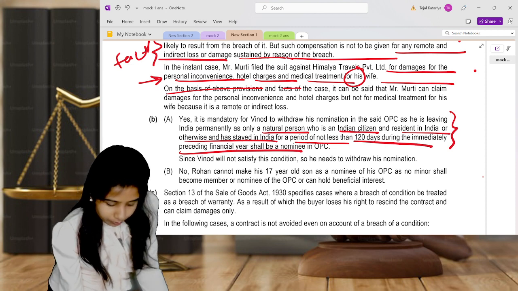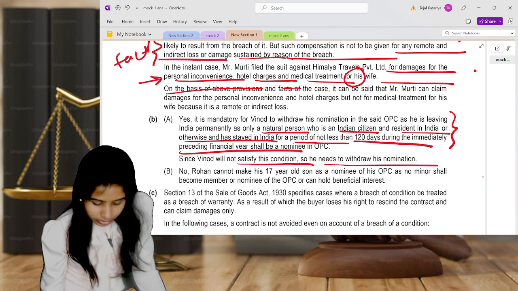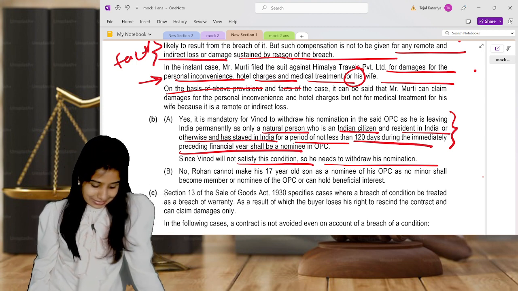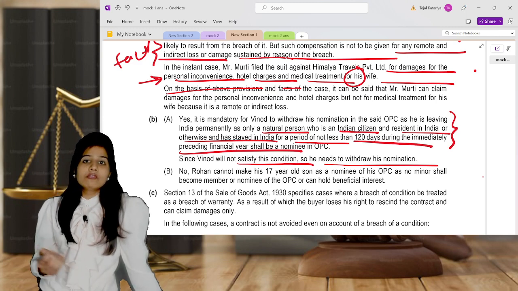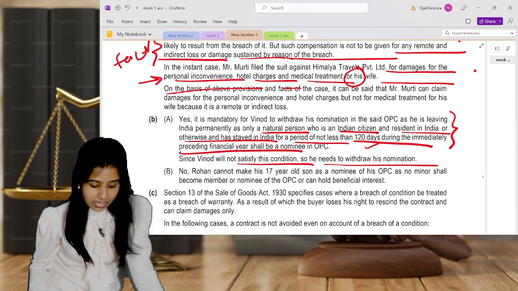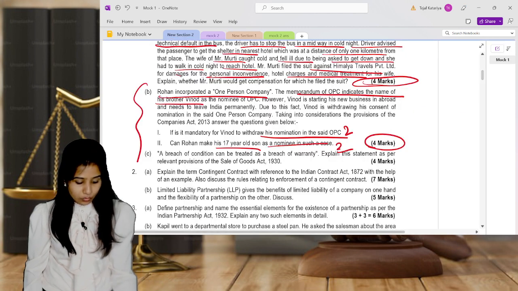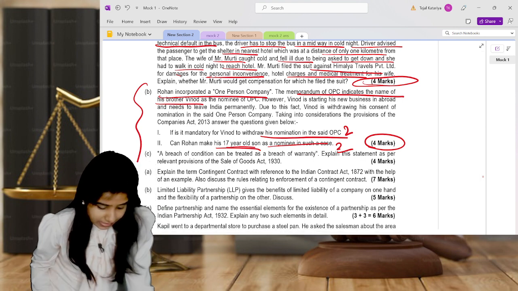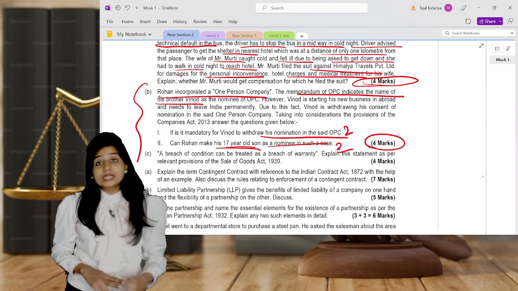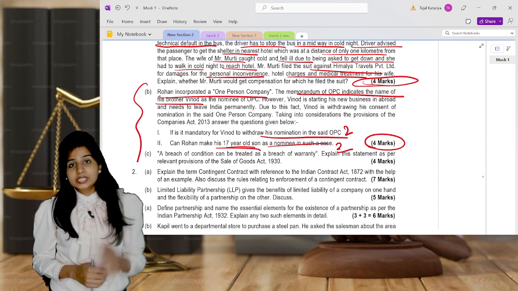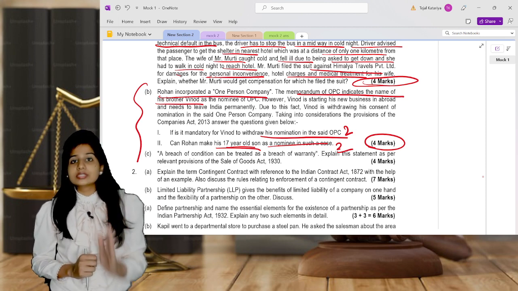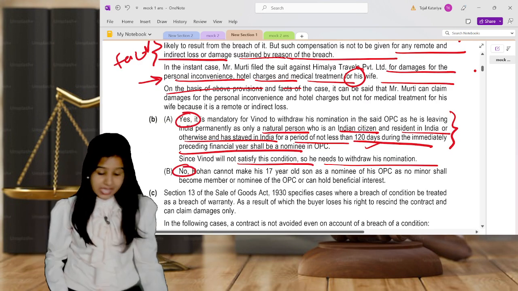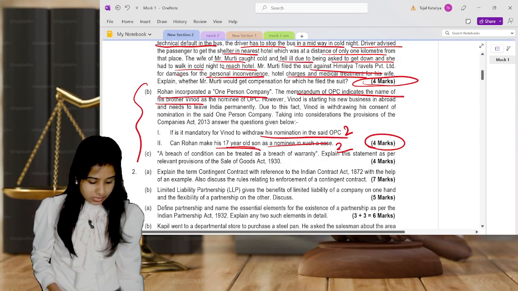So in this situation, because Vinod will not satisfy the condition, it is mandatory for Vinod to withdraw his nomination. Why? Because he won't be living in India for more than 120 days. And the second is whether the 17-year-old son can be appointed. Now understand, a minor cannot be appointed as a nominee. That is clearly given in your section also. So this is not allowed. So the answer here will be no, and for the first, the answer will be yes, he is supposed to withdraw his nomination.